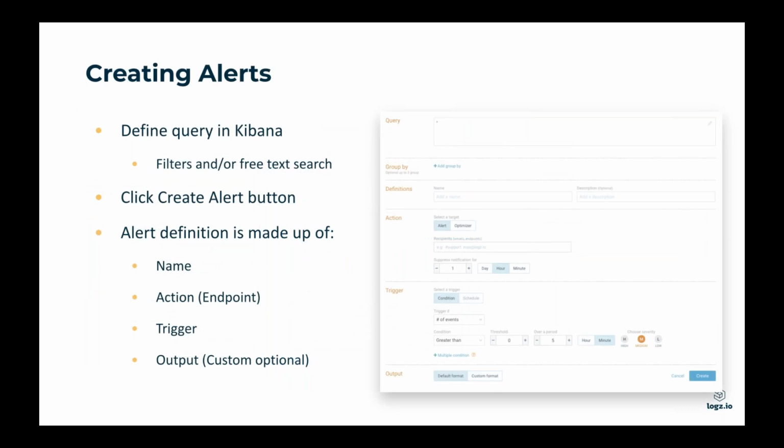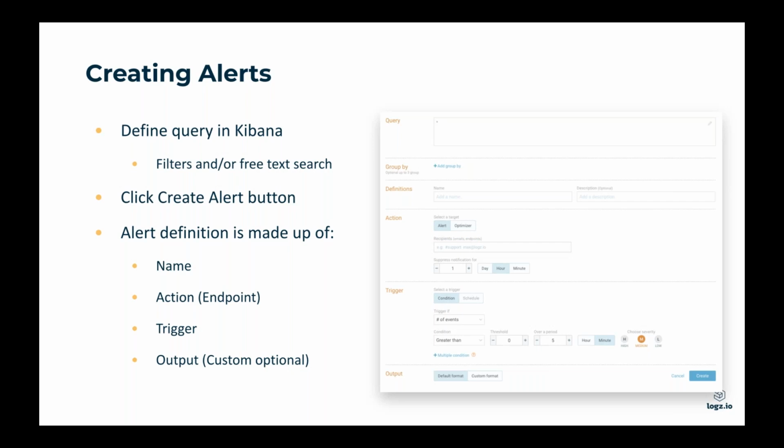So for creating alerts in Logz.io, the first step is actually just defining your query in Kibana. All a query consists of is the filter, and then anything in the free text search. If you combine those two together, they act as an AND operator. So you can combine both filters and the free text search.